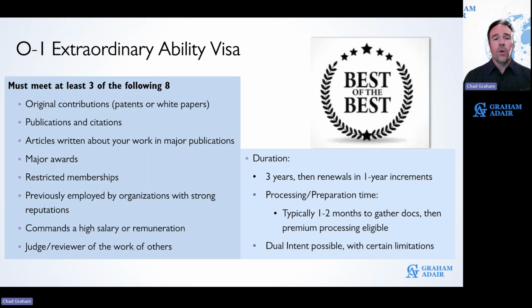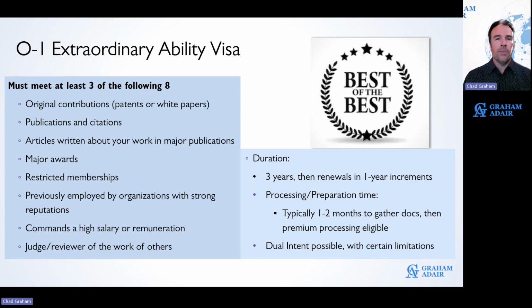Articles written about your work by other people. So citations doesn't count for this. It's people who actually write an article specifically about the work that you're doing. So it kind of goes to a higher level than just citations. Major awards that you've won in your field.